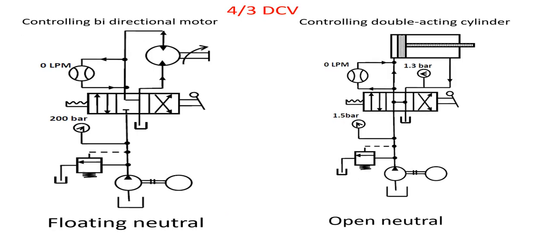This is controlling the direction of a bidirectional motor using a floating neutral position. You can see that it is a floating neutral position. That means the fluid from the pump is not actually going to the actuator, but whatever fluid is there in this hydraulic motor or actuator will remain there.